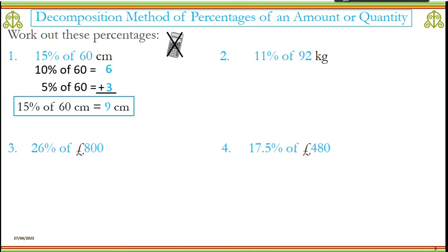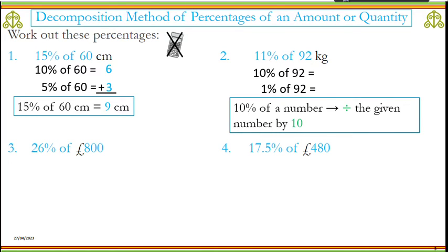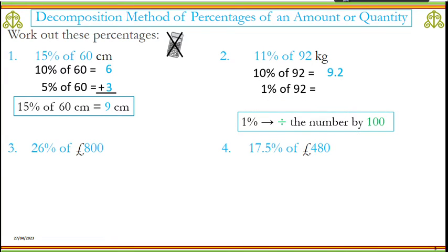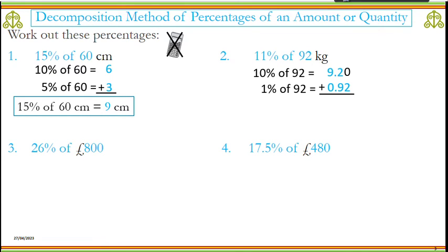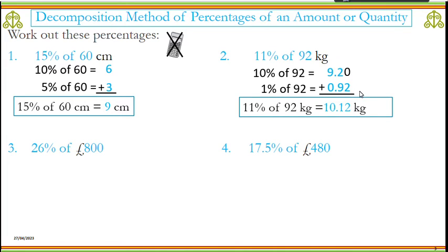Let's look at question 2. 11% of 92. Which combinations of the percentages we learned earlier could be added to make 11%? It is 10% and 1%. 10% rule says divide a given number by 10. So 92 divided by 10 is 9.2. 1% is divide a given number by 100. 92 divided by 100 is 0.92, and you add it up. Don't forget your placeholder, because this one is 2 decimal places, so you need 0 here. And when you add, you have 10.12 kilograms.